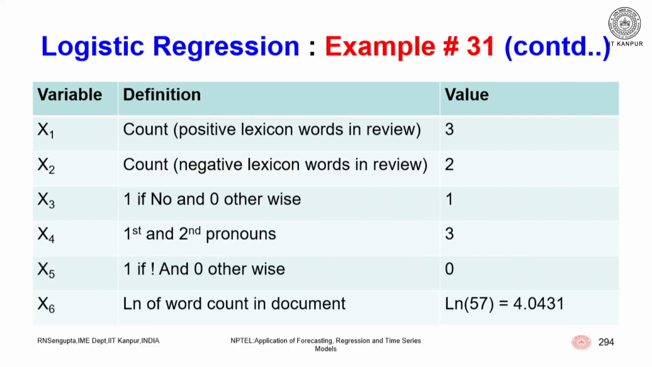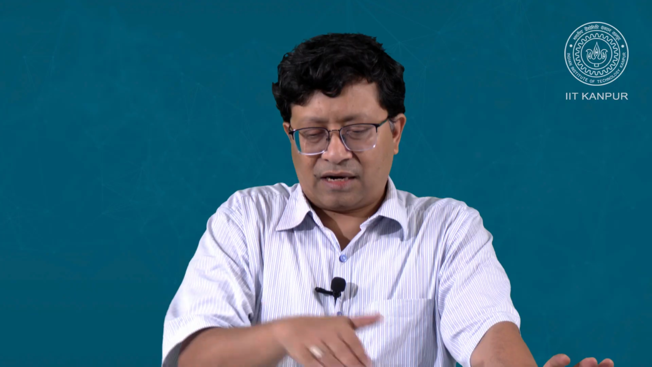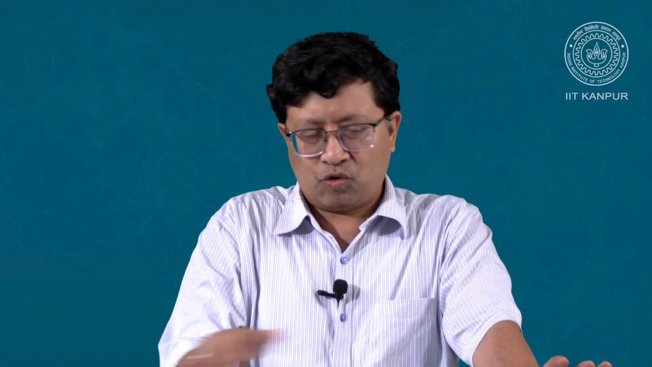X2 is basically the negative lexicon words in the review, like the food is not warm, or ambience not good, or loud music, very cold, very warm, not at all good set of people serving the food. If those negative words are counted, it comes out to be 2, as you see in row 2.